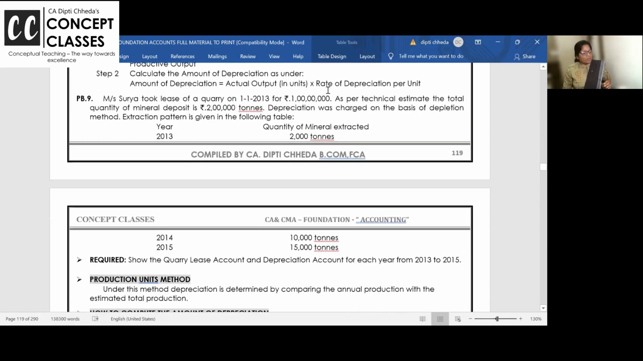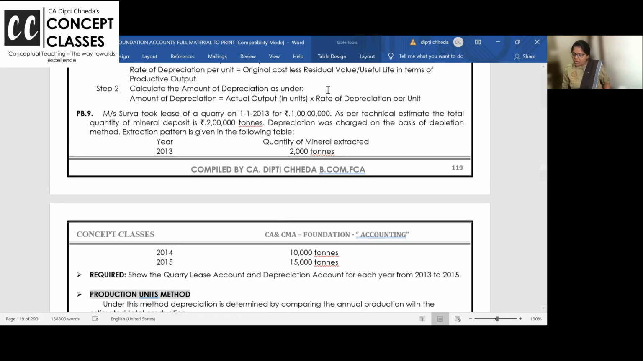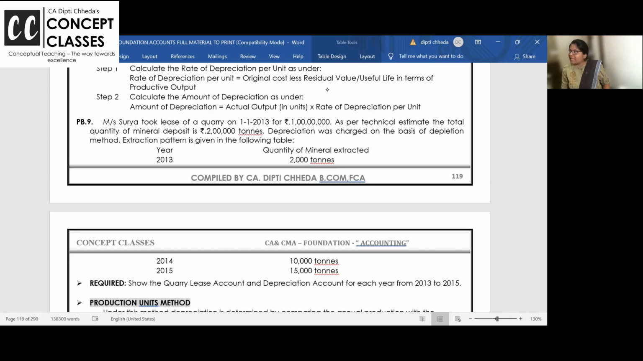Okay, let us take up Illustration number 6. Write down this as the third method. Mostly it is used in the case of leases and quarries and all that. Surya took a lease of the quarry for 1 crore. As per technical estimate, the total quantity of mineral deposit is 2 lakh tons. Rupees is not there, by mistake it has come. 2 lakh tons. Depreciation is charged on the basis of the depletion method.